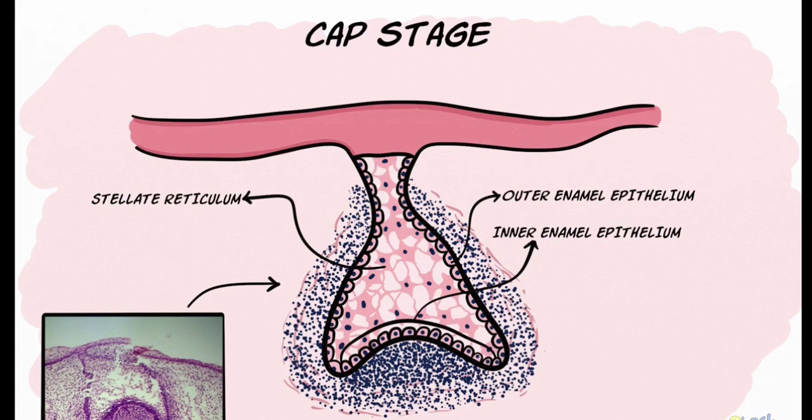Inner enamel epithelial cells are low columnar and line the invagination of the cap on the inside, while the periphery of the cap is lined by cuboidal outer enamel epithelium. In between these cells, filling the enamel organ, are cells called the stellate reticulum. Now these cells were the polygonal shaped cells which fill the enamel organ during the bud stage.